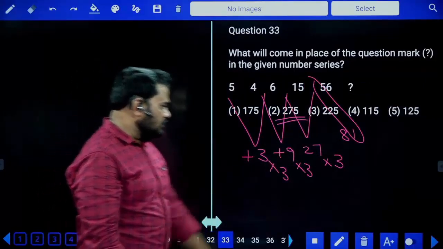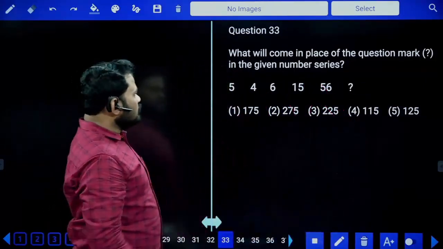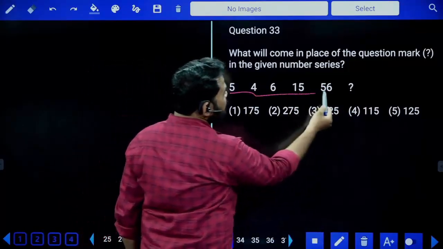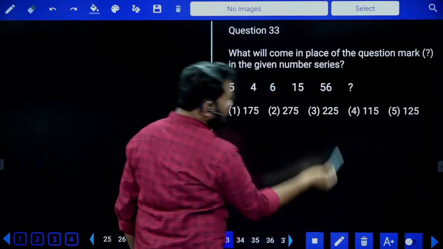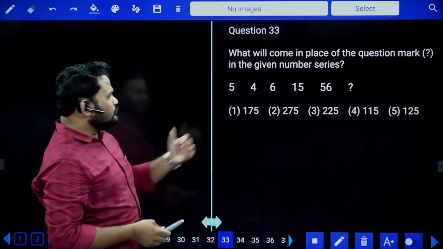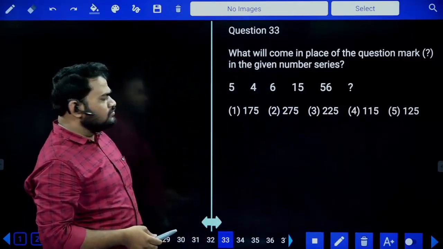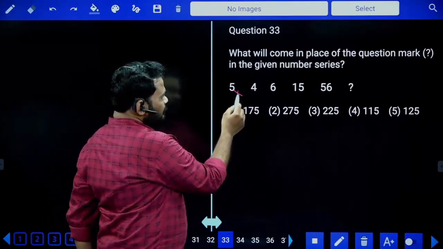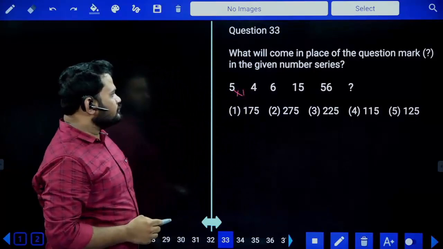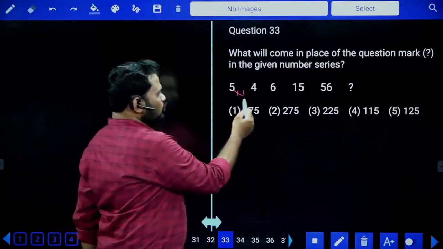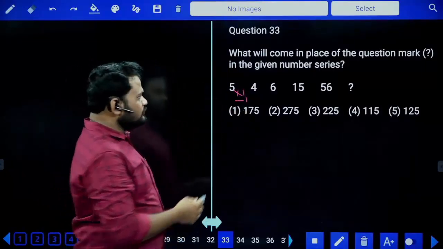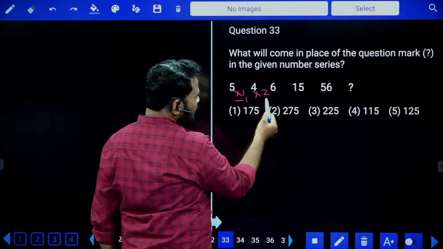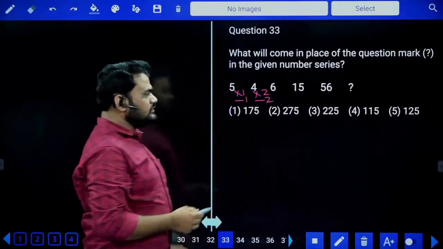Next, 33. So 5, 4, 6. The series is decreasing and then continuously increasing. Okay, so let us verify the series with respect to multiplication and combination. 5 into 1 is 5, minus 1 is 4. Next, into 2. 4 into 2 is 8. 8 minus 2 is 6.